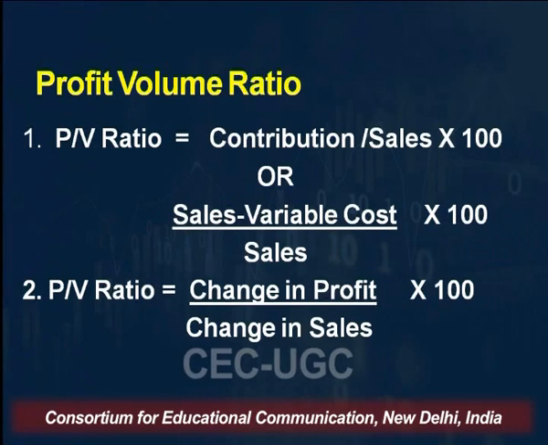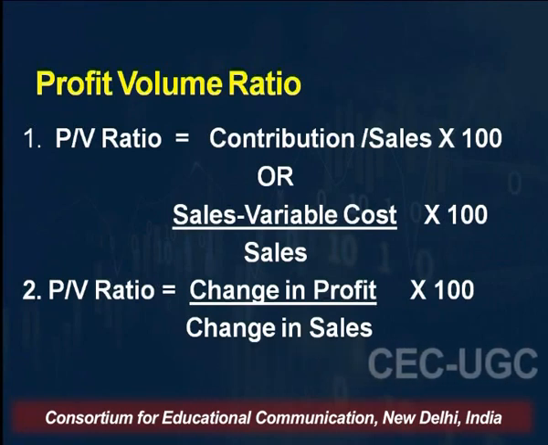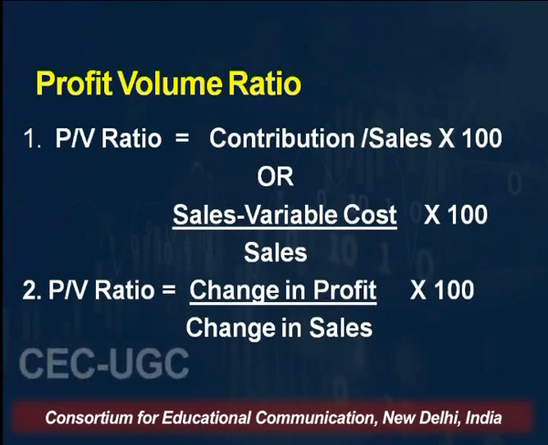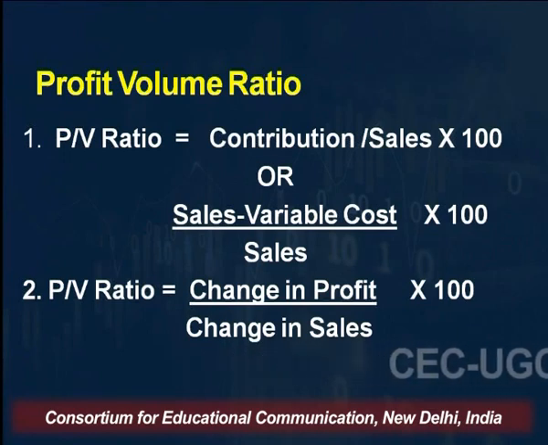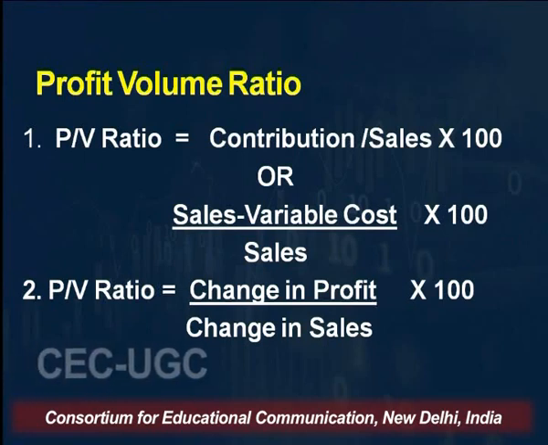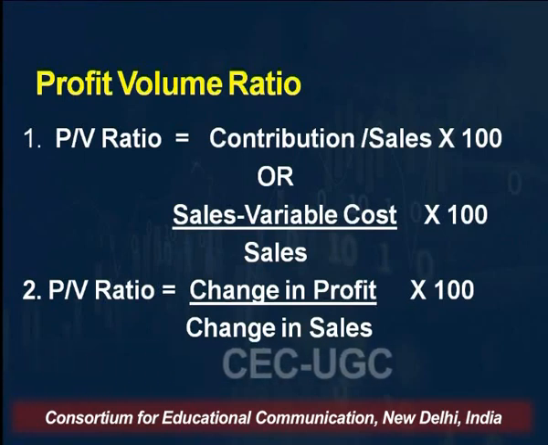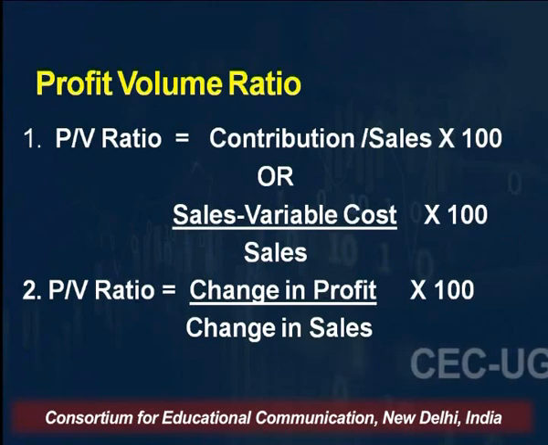After knowing this formula, we have a second formula for computing the profit volume ratio. Suppose you are provided with the figures of sales and profit of two periods, say the profit of 2020 and 2021 along with the sales of 2020 and 2021, and students are complaining, sir, how to calculate PV ratio? Because the ingredient of this formula is not available in the question. You told us contribution upon sales into 100. There is no variable cost given in the question. How can I calculate contribution?